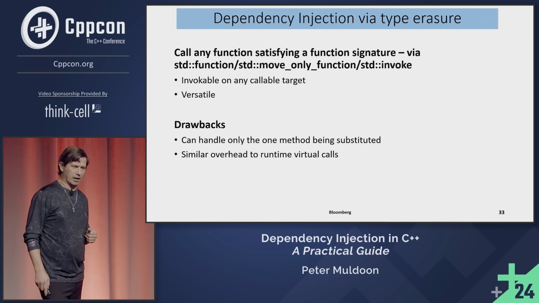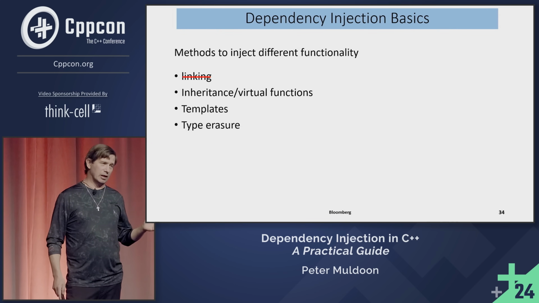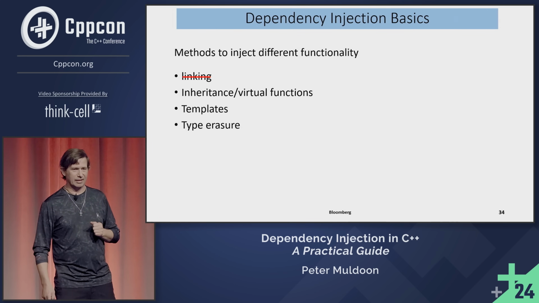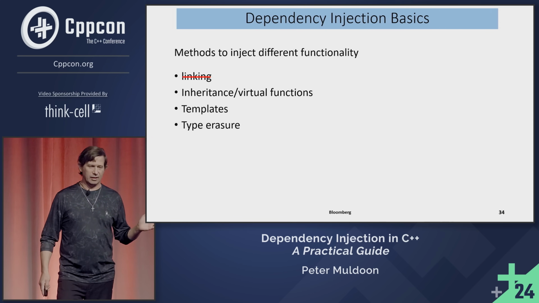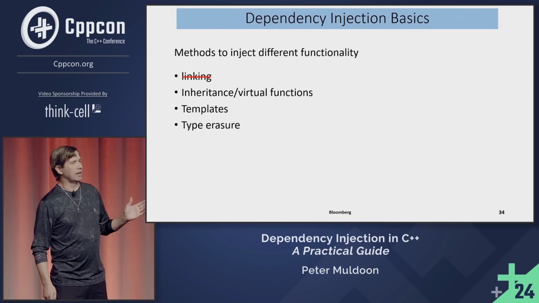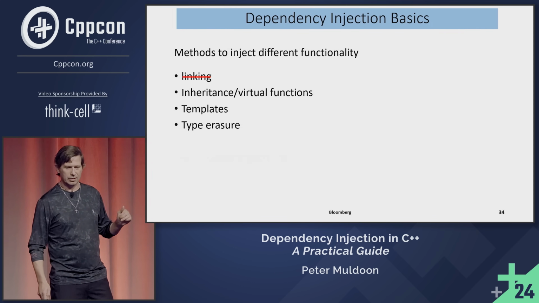It's got a similar overhead to type erasure, because we have to do that extra jump. But overall, it's not too bad, and I like it. We're going to see why. Any questions? So there are the 4 methods of dependency injection. Anyone, any questions? All right, cool.